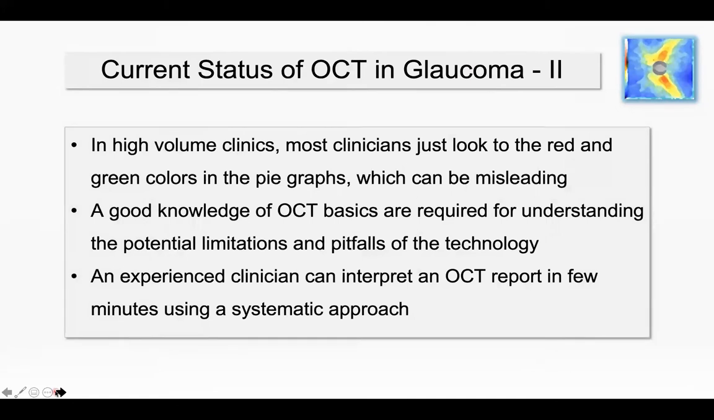In high-volume clinics, most clinicians just look at the red and green colors in the pie graphs, which can be misleading. A good knowledge of OCT basics is required for understanding the potential limitations and pitfalls. An experienced clinician can interpret an OCT report in a few minutes using a systematic approach.